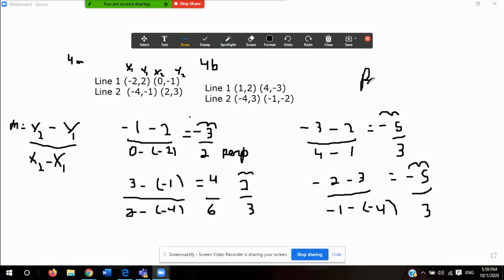And I'm just going to write parallel, because they have the same slope. So there it is, guys. This is example 4A and 4B for today.